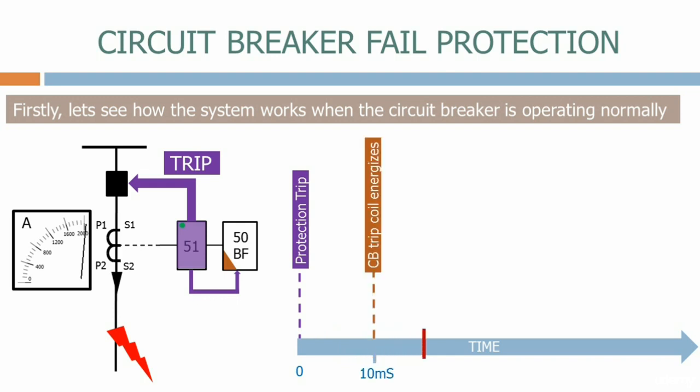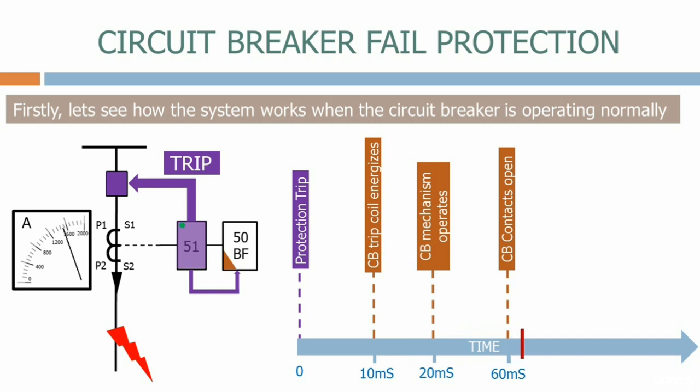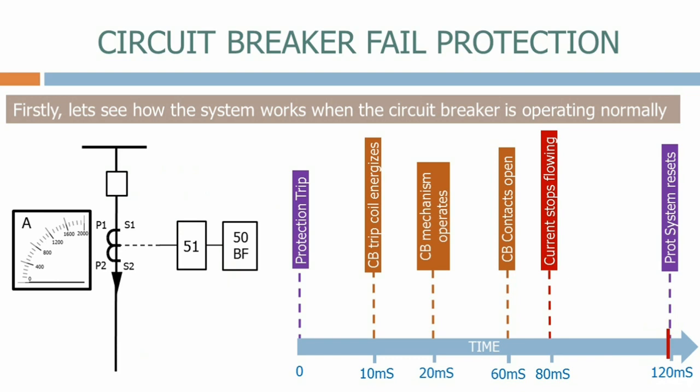After a short time delay, the circuit breaker mechanism will operate. The circuit breaker contacts will open, and eventually the current will stop flowing. After the short time delay, we reset the protection system, and the whole system goes back to its original state. This is the normal fault clearance sequence for a healthy circuit breaker.